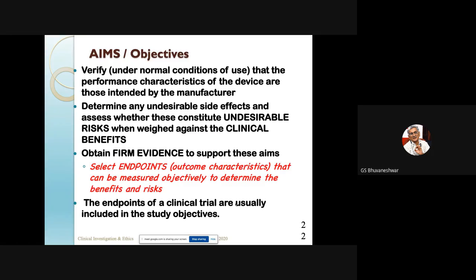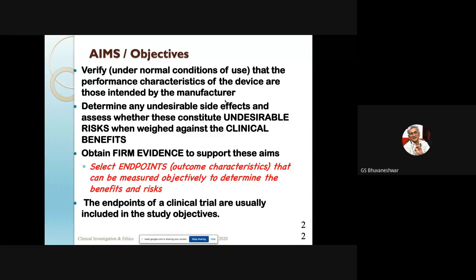So objectives, you clearly define under what conditions. Your main objective is to verify, under usual conditions of use, that the performance of the devices is those intended by the manufacturer. So the study should be conducted in almost the same conditions under which your device will eventually be used. That's what it means. I'm sorry the language is not very clear there.